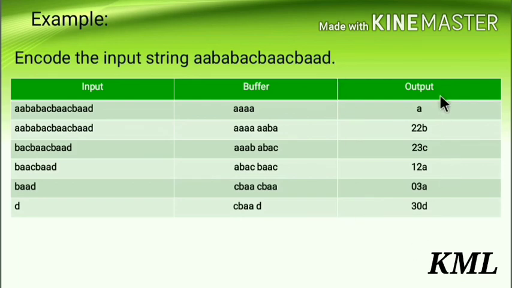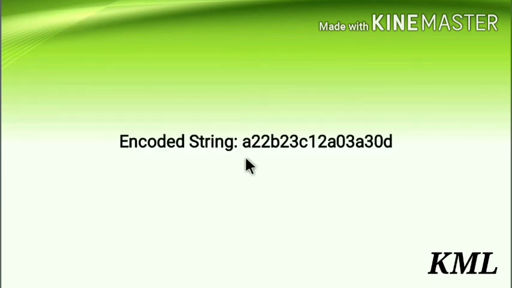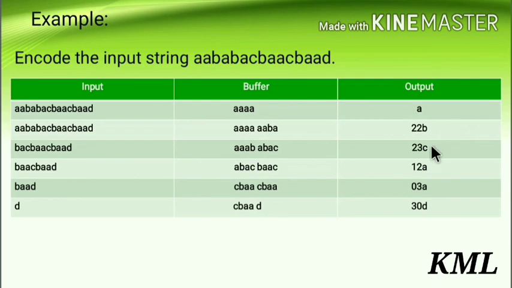So this is the output you get after encoding this string. You have to write this output in this order, top to bottom. So you get this encoded string: A, 22B, 23C, 12A, 03A, 30D. So you get this string.